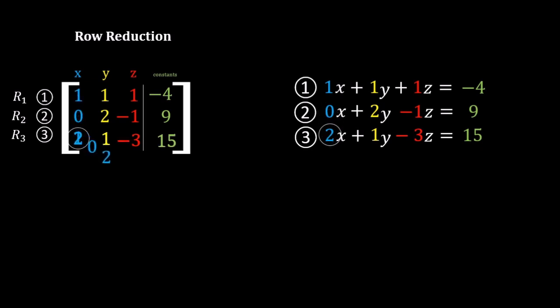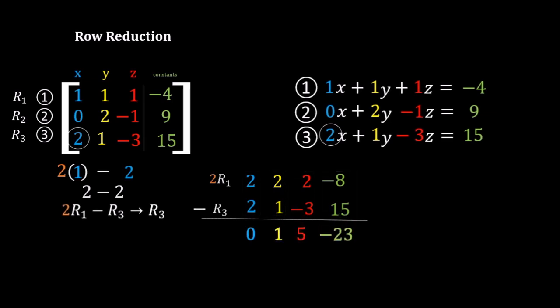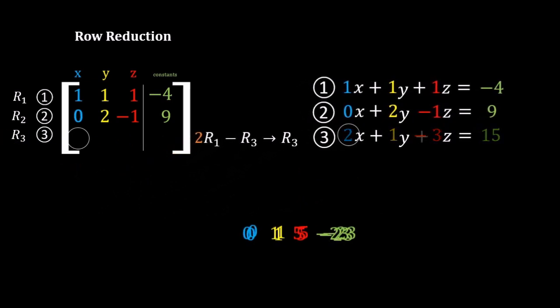Using the numbers in that column, we want it to become 0 as well. Here, we could do 2 times 1 minus 2 to get 2 minus 2, which is in fact 0. The 1 is from row 1, and the 2 is from row 3. We will replace row 3 since we want the 0 there. Writing our two rows together, and after multiplying the first row by 2, their difference is the row 0, 1, 5, negative 23. Placing this row into our matrix and equations completes the first column.